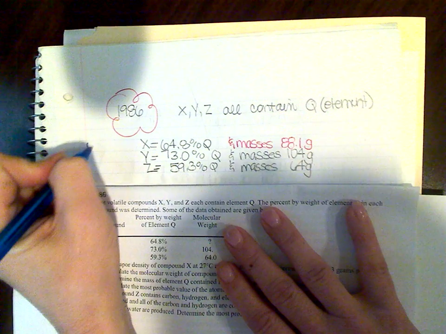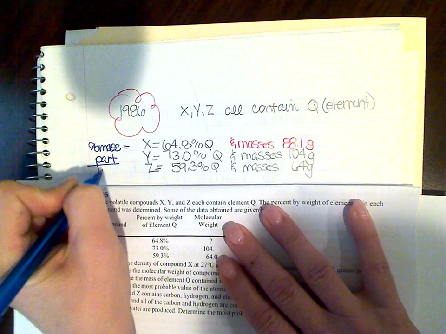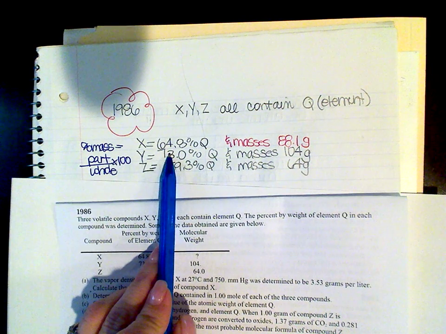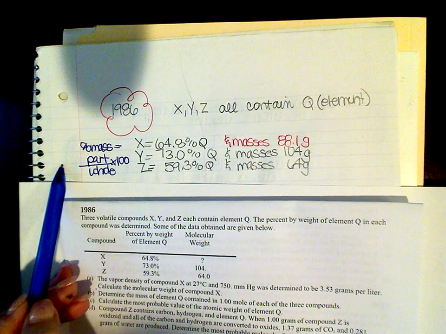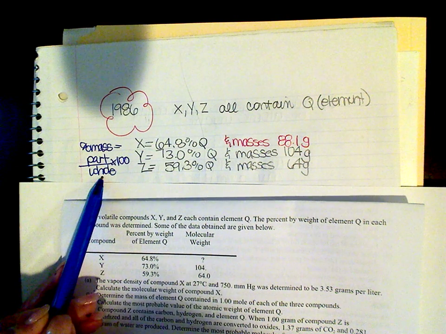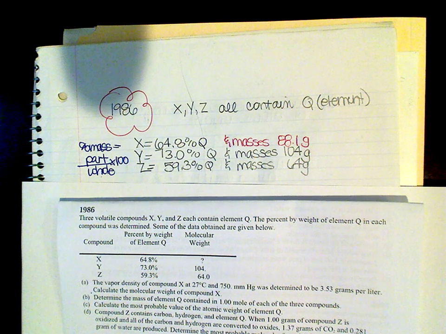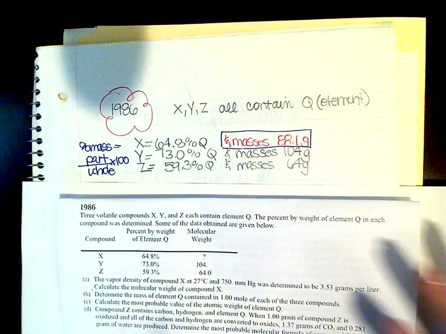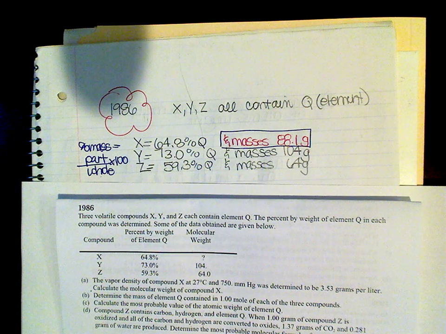So remember that the percent mass is always going to be equal to the part over whole times 100. So that means that if something is 64.8% Q, that means that over here the percent mass is equal to the grams of Q divided by the entire compound times 100. So we first have to figure out the molecular weight of our compound X. We need to know the molecular weight. And this is the answer, but I want to take you through how I got that.